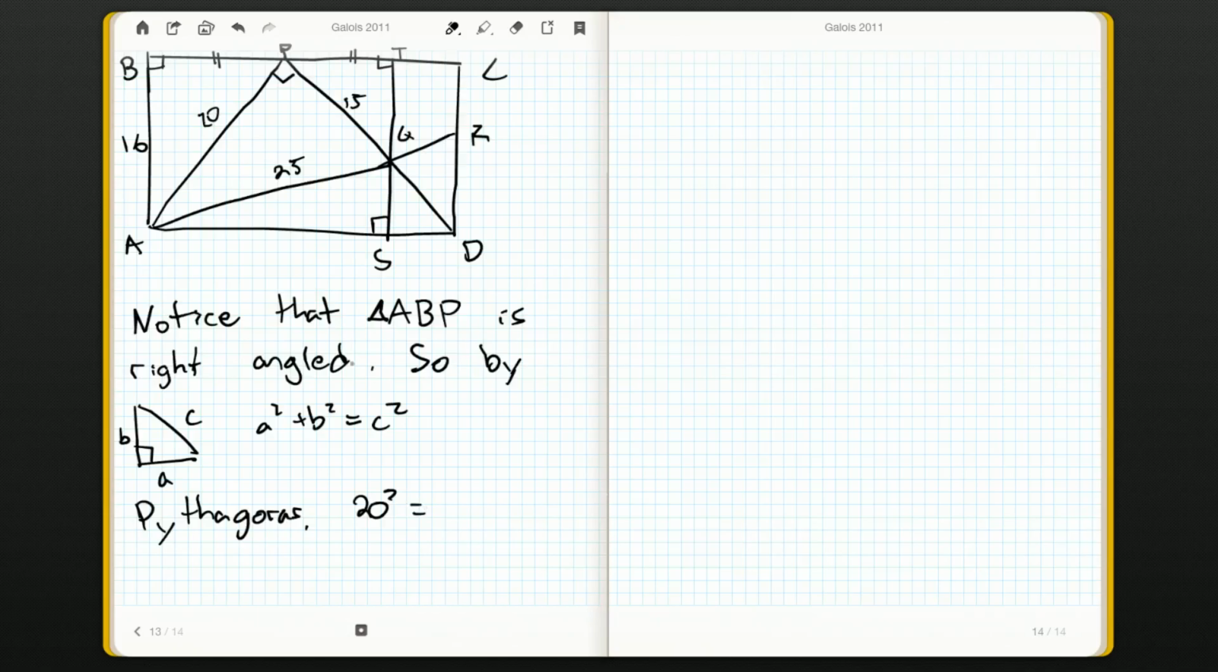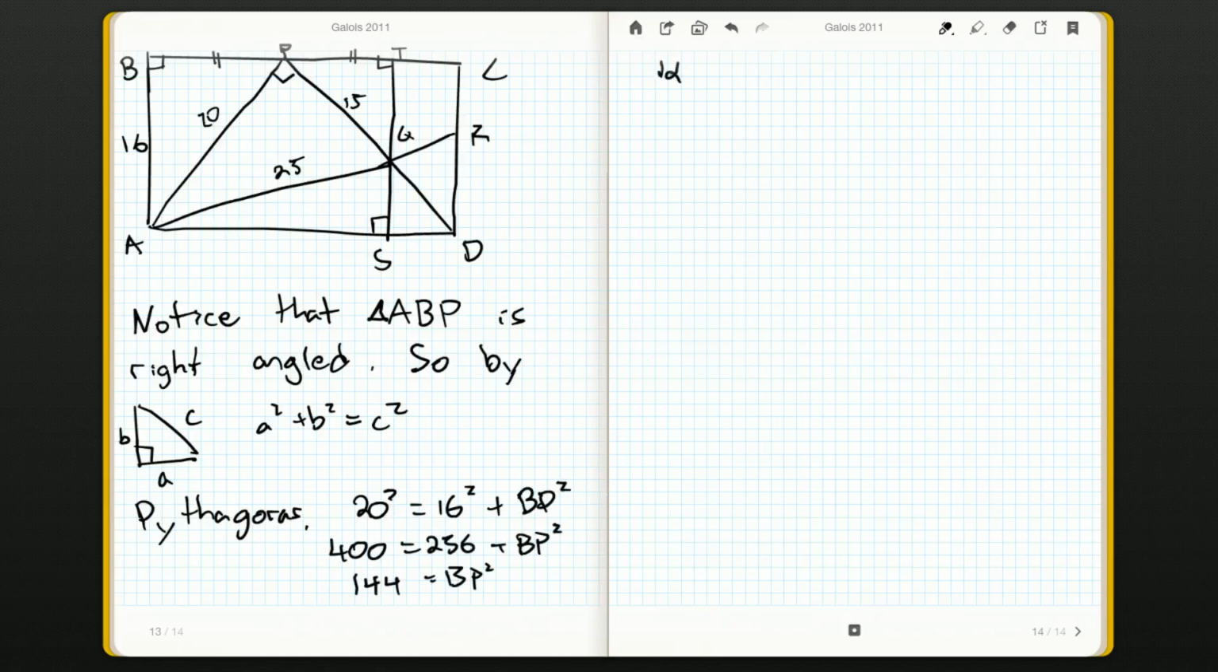20 squared, which is the longer side, AP, is going to be 16 squared plus BP squared. So we can grab our calculator. That's going to be 400, 256 plus BP squared. We can rearrange here. 400 minus 256, that's going to be 144. So 144 is BP squared, and then we can square root both sides. We get 12 is equal to BP.